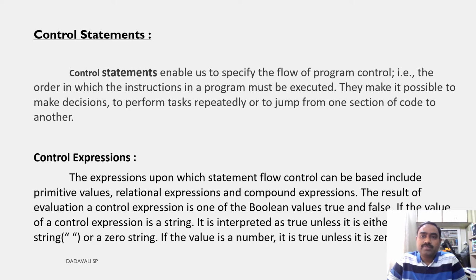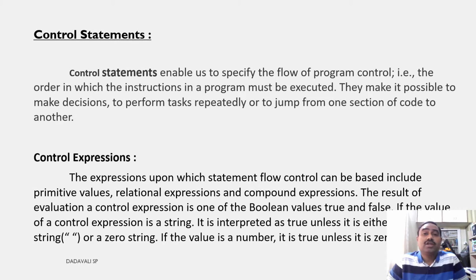So they make it possible to make decisions. You can apply conditions to perform tasks repeatedly, where some block of statements is executed repeatedly, or to jump from one section of code to another. So we need control expressions, upon which statement flow control can be based. These expressions include primitive values and relational expressions.